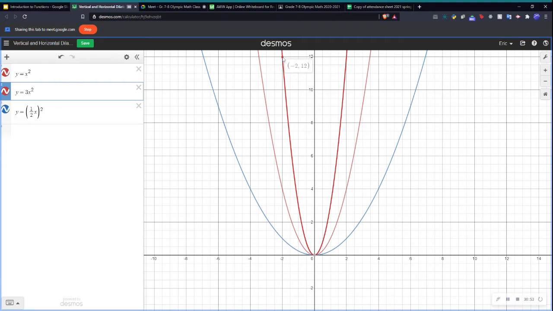There. Negative 2, 12 for the 3x squared function. So you see the bigger y values make it stretch out upward. Let's look at this one.